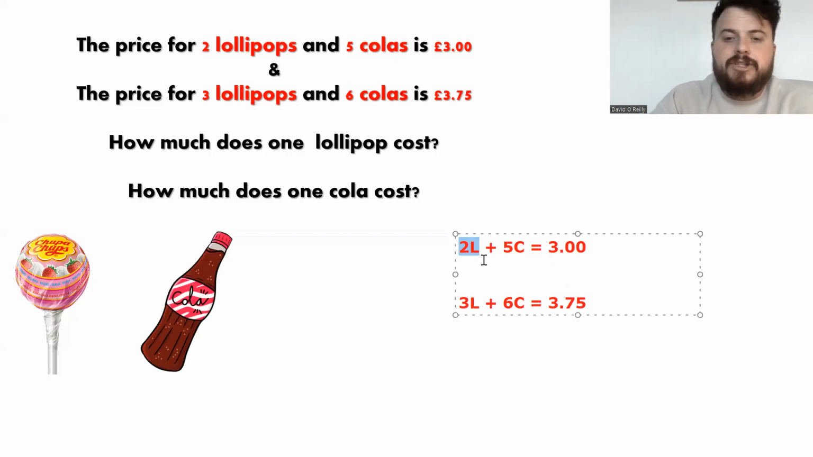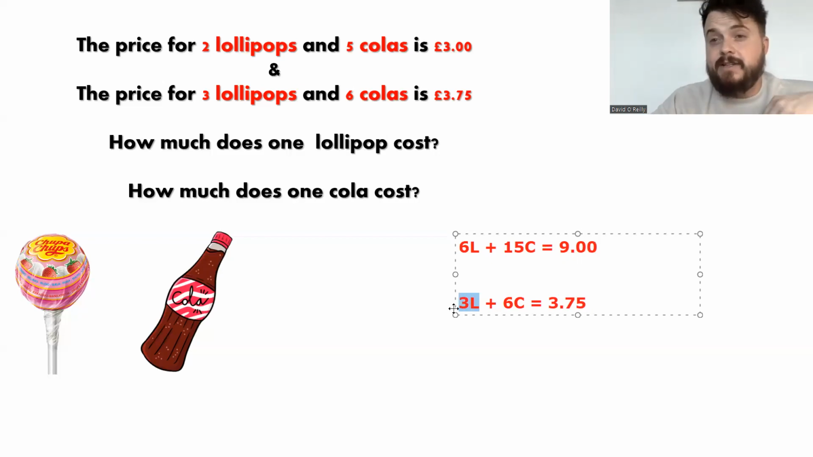So 2L multiplied by 3 is 6L. 5C multiplied by 3 is 15C. £3 multiplied by 3 is £9. Now I want to change this to 6L. This is 3L at the moment. I want to change it to 6L. What do I need to do? Multiply it by 2. So 3L times 2, 6L. 6C times 2, 12C. 3.75 times 2, 7.50.